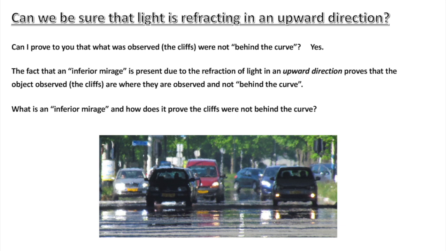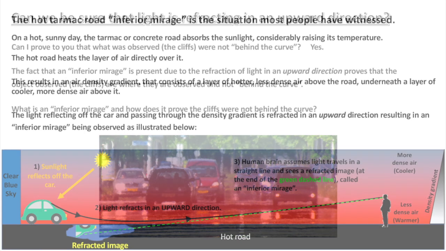Can we be sure that light is refracting in an upward direction? Can I prove to you that what was observed, the cliffs, were not behind the curve? Yes. The fact that an inferior mirage is present due to the refraction of light in an upward direction proves that the object observed, the cliffs, are where they are observed and not behind the curve. What is an inferior mirage, and how does it prove the cliffs were not behind the curve?